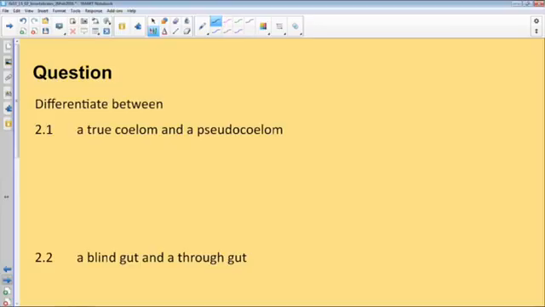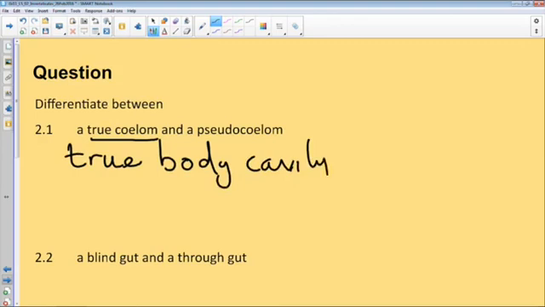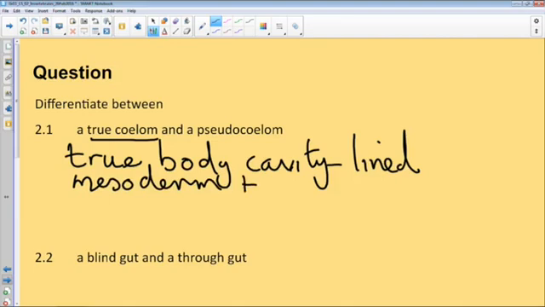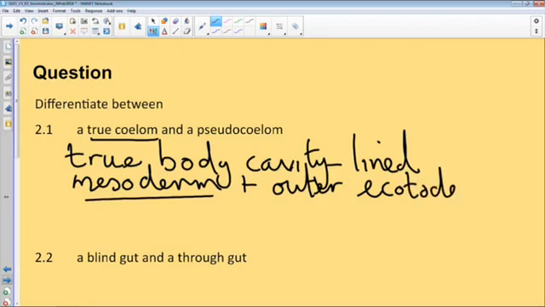So again, let's look at what a true coelom is. A true coelom refers to a true body cavity, and that body cavity is lined. And what is it lined with? It's basically lined with a mesoderm and an outer ectoderm. So that is a key feature of a true coelom. So it has a mesoderm and an outer ectoderm. So that's characteristic of organisms that have a true coelom. So that's a true coelom.